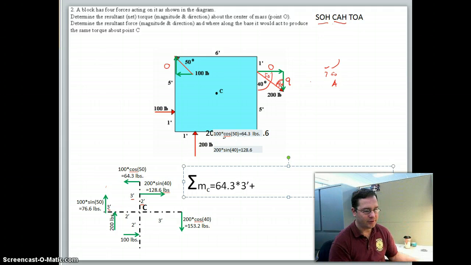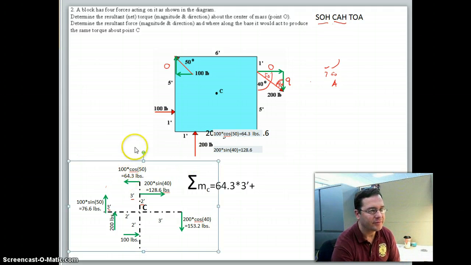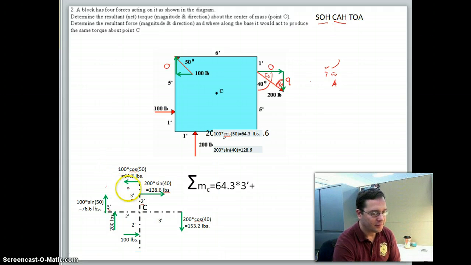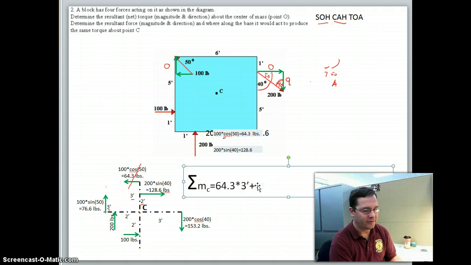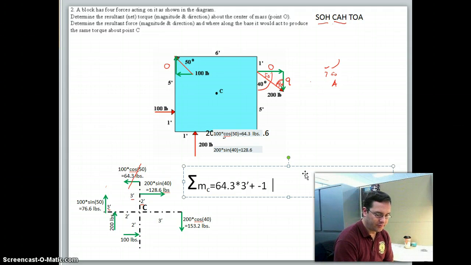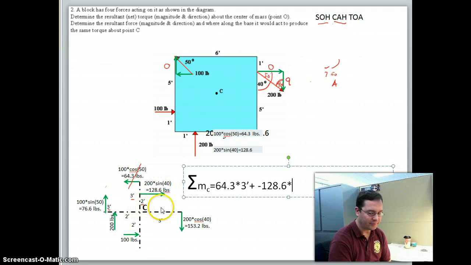And then we can strike that one from our list. So let's mark this one off to know that this vector is dealt with. Okay. Now, what's next? Let's take a look at this rightward vector. That vector is going to produce a clockwise rotation, so it's going to be a negative number, negative 128.6 times, what's its distance? It's 2 feet from C.